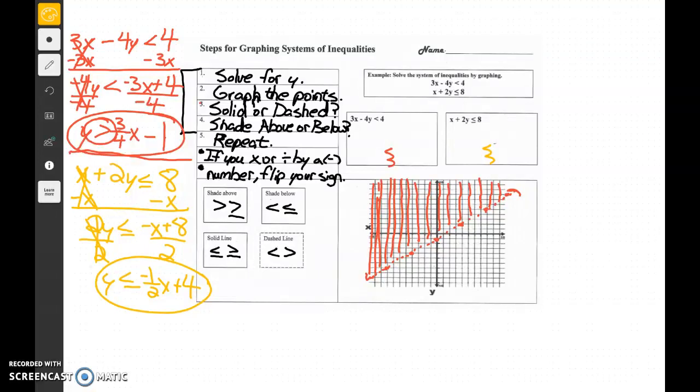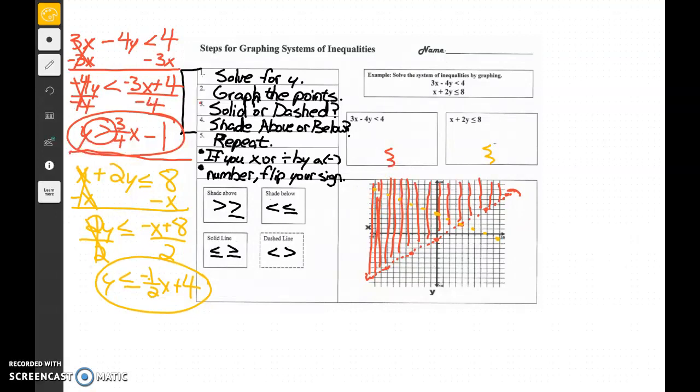So to graph this problem, I'm going to start with plus 4, so I'm going to go up 4: 1, 2, 3, 4, and put a point. Then I'm going to go down 1 and to the right 2. Down 1, right 2, and I'm going to continue that pattern all the way across. I can also go up 1 and to the left 2 if I want to. That pattern works as well, going the other direction. Usually I do it all the way across to make sure I have my line when I draw it.